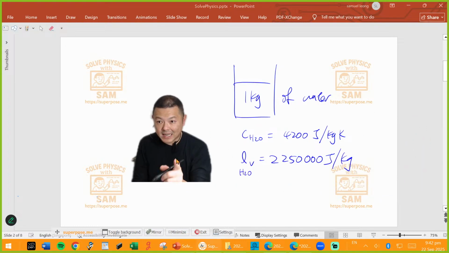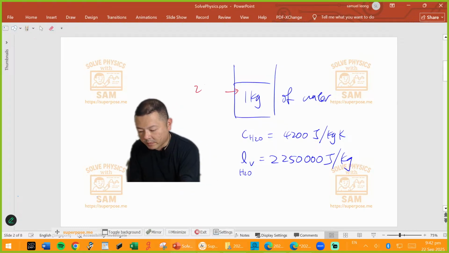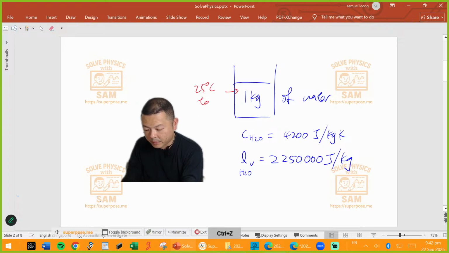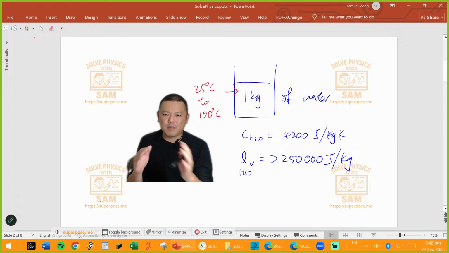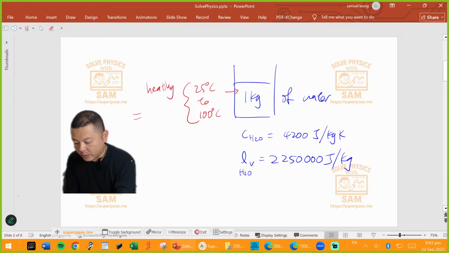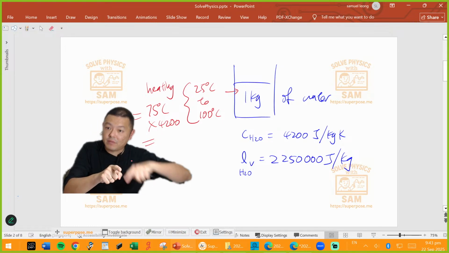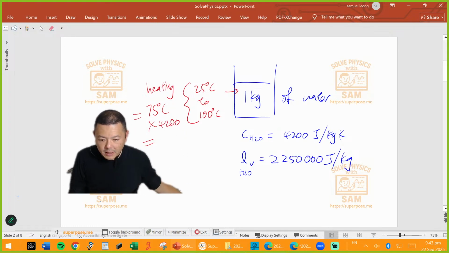What this means is that if you want to heat water up from 25 degrees Celsius to 100 degrees Celsius, how much energy do you need? Heating is equal to 75 degrees, 100 minus 25, times 4,200. That's the amount of heat you need to raise it from 25 to 100.